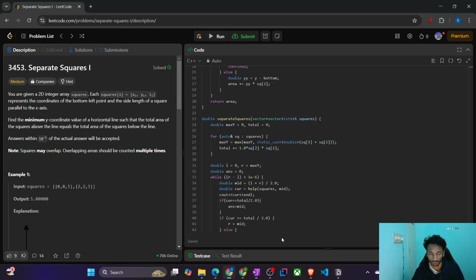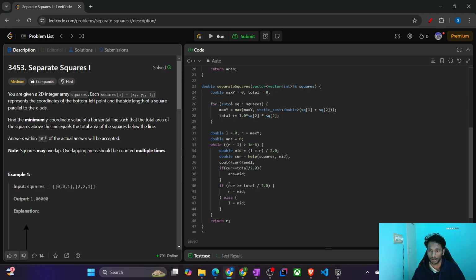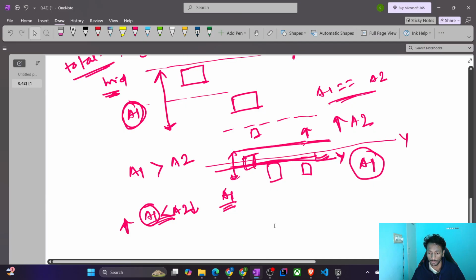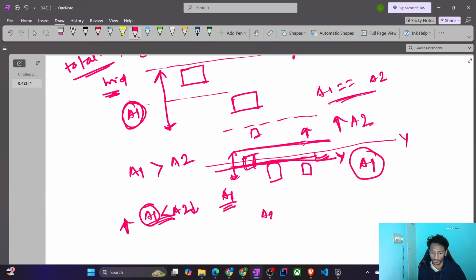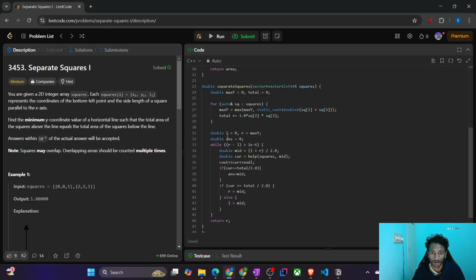First of all, find the right pointer, and also I have to find out the total area. If I find area 1, then I can easily find A2, which will be the total area minus A1. So that's why we first calculate the total area. I have taken the maximum y, which is the rightmost maximum y value present in the squares array, and the total area.